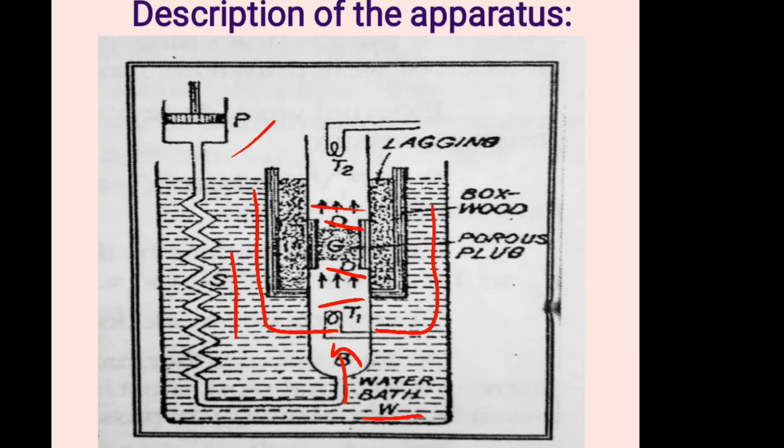When the flow becomes steady, the temperature of the gas on both sides of the plug is measured with the help of a platinum resistance thermometer, and it is taken as T1 and T2. The pressure of the incoming gas is measured by an instrument called a manometer, while the pressure of the outgoing gas will be equal to the atmospheric pressure.